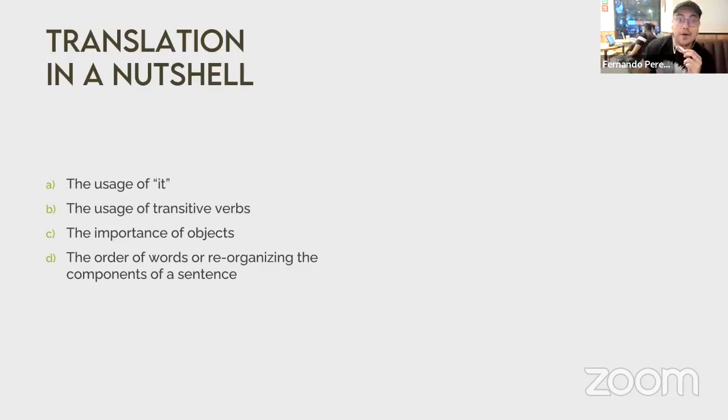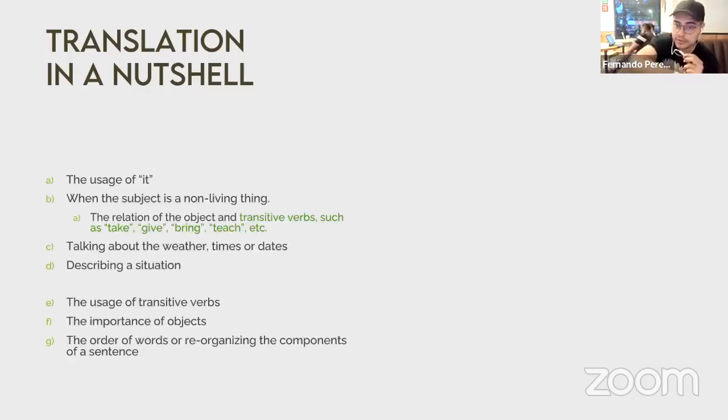Also very important when you are describing a situation. So we are going to use "it", and we have to consider these soft points.